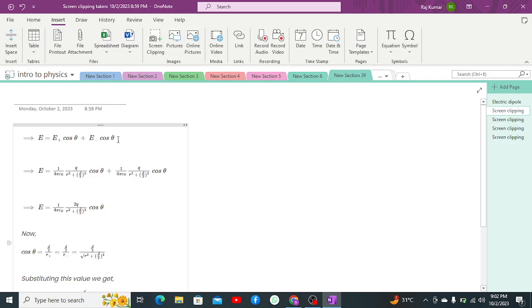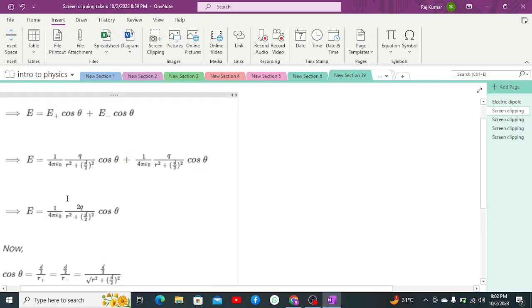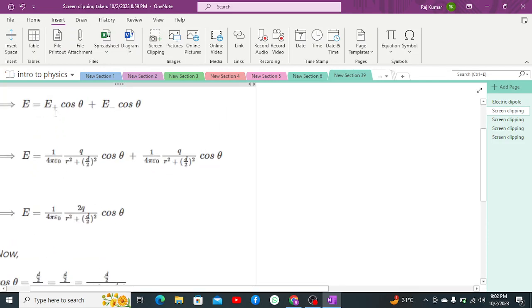The E positive sin theta and E negative sin theta cancel with each other because these are perpendicular, so cos 90 is equal to 0. The cos theta components are not cancelled. So when we put both of these values in, the electric field of the positive charge is 1 upon 4 pi epsilon naught q upon r square, plus 1 upon 4 pi epsilon naught q upon r square.